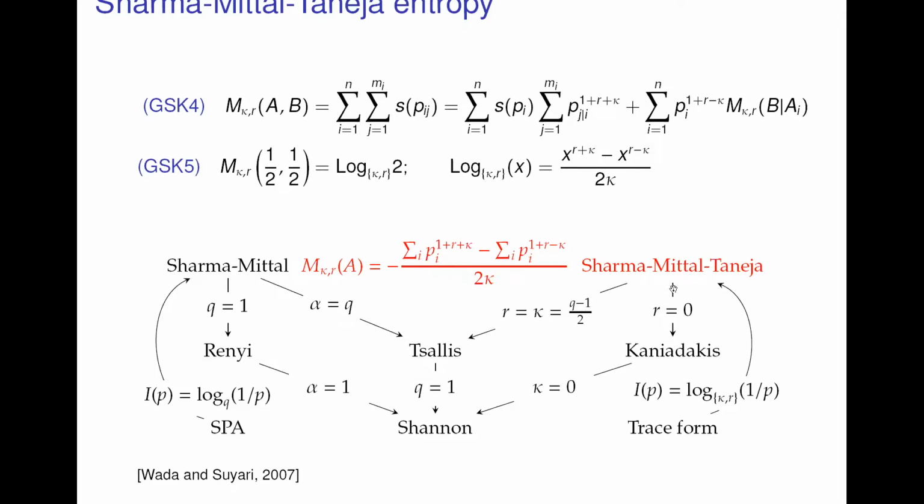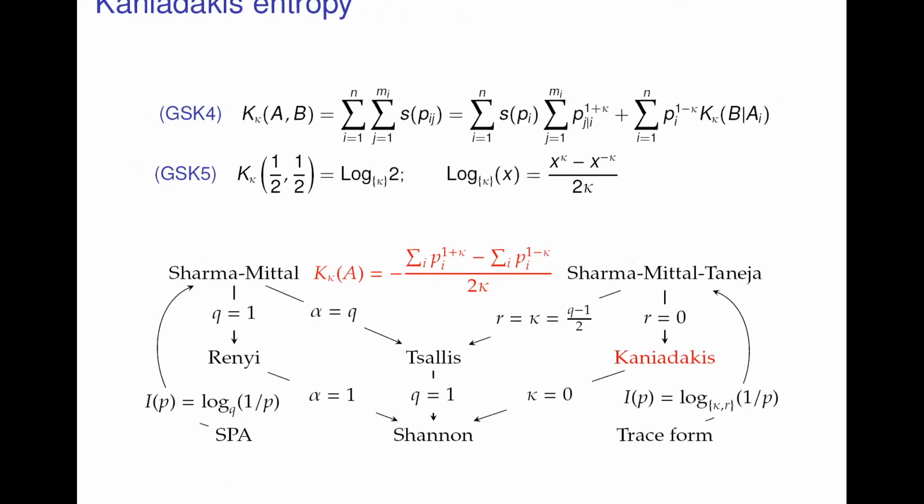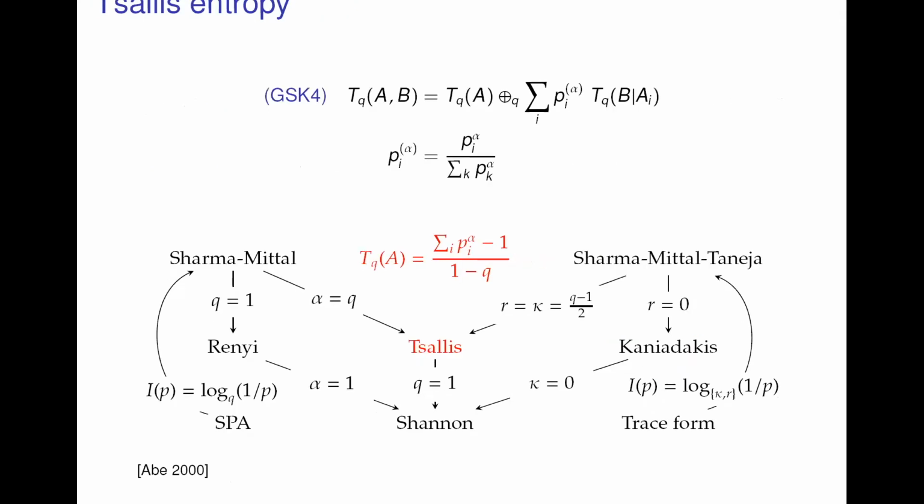And we can also go with R equals 0 to the Kaniadakis case, and then we will come to this pseudo-additivity rule, and of course we can now put kappa equals 0 and recover the standard Shannon case. Let us come back to Tsallis entropy once again. This is an alternative pseudo-additivity rule for Tsallis entropy.